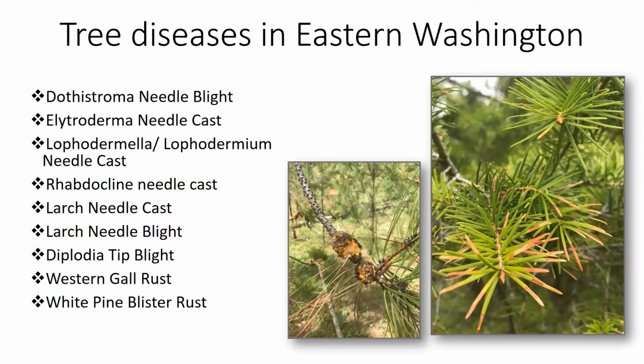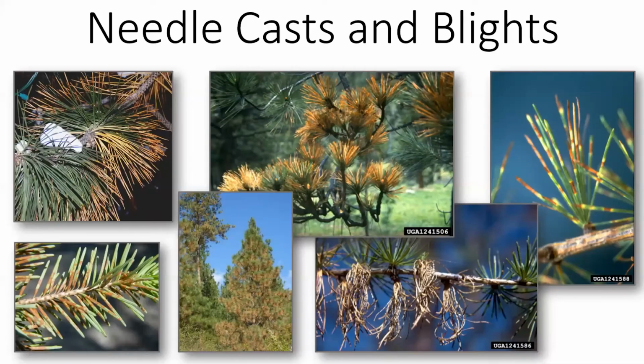So in addition to lots of insects, we do also have a lot of different tree diseases in eastern Washington. And this is just a list of diseases that we would see above ground, basically. So this is mainly in the crown. Lots of needle casts and needle blights. Things like rust are very common in eastern Washington.